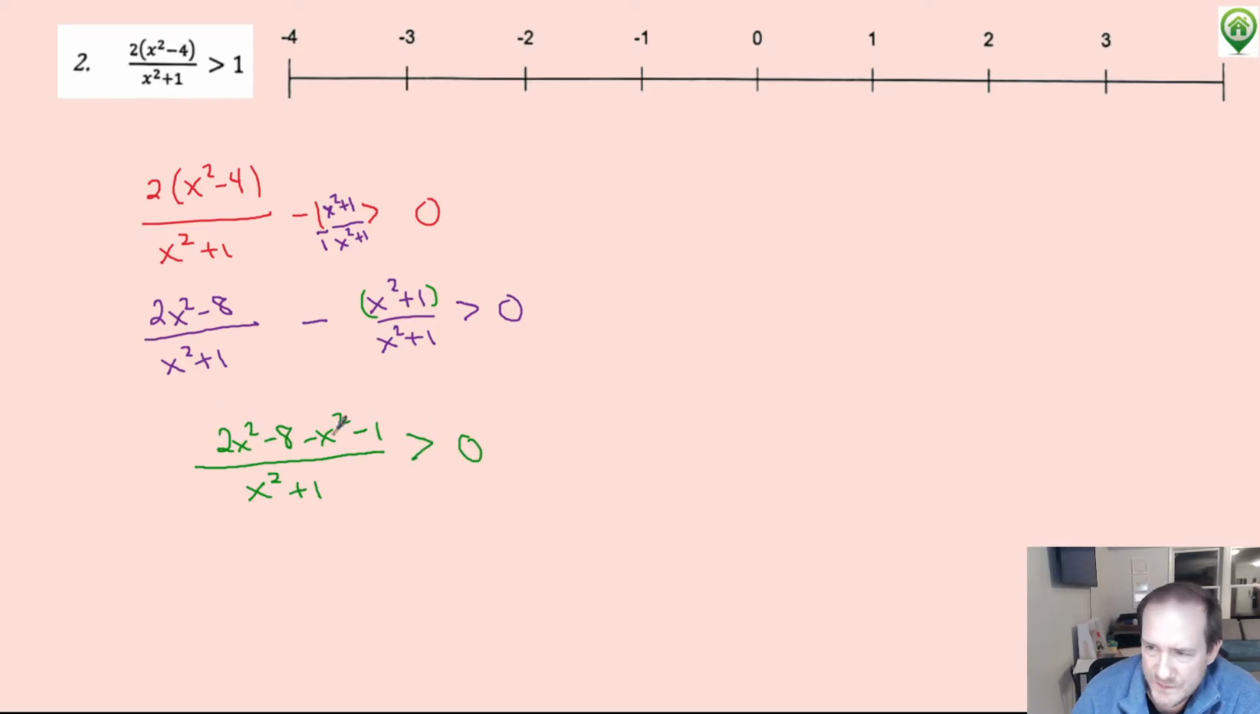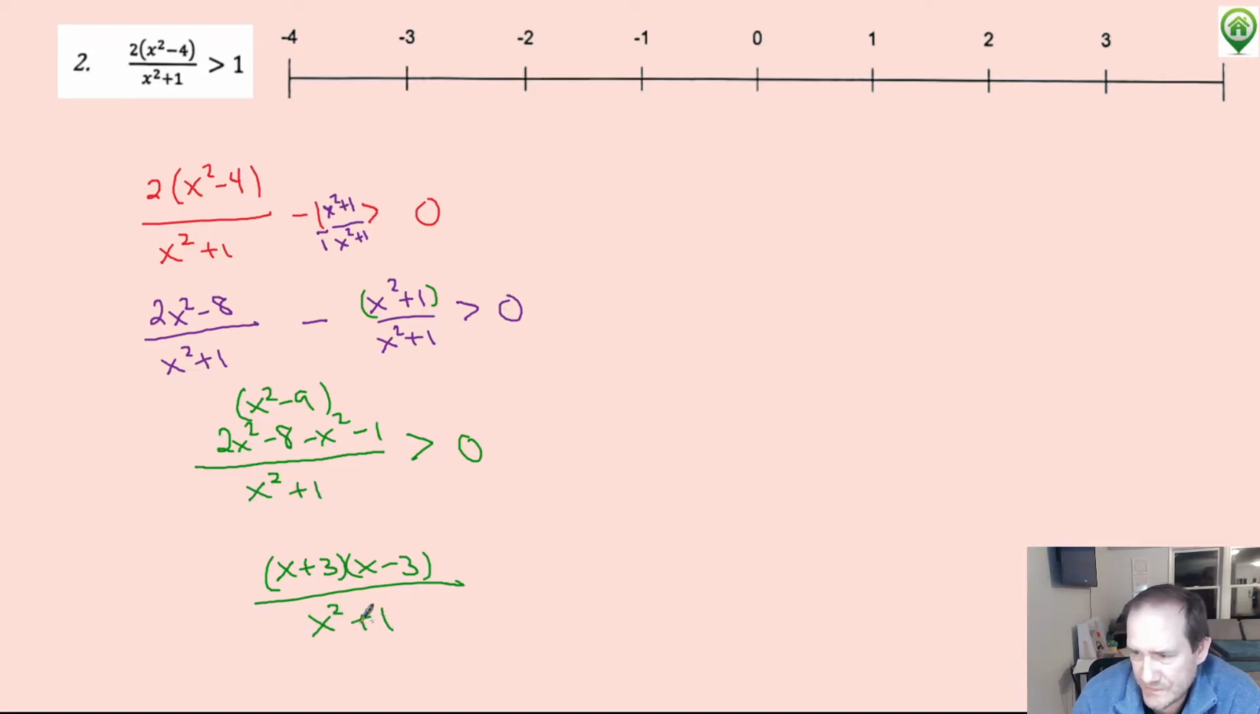But we're here now. So here we can combine like terms, and then we want to factor if we can. So this is x squared minus 9, once you clean all that up. So x squared minus 9 is a difference of squares, so that'll factor to (x plus 3)(x minus 3). Now our denominator, on the other hand, doesn't factor. It's x squared plus 1.